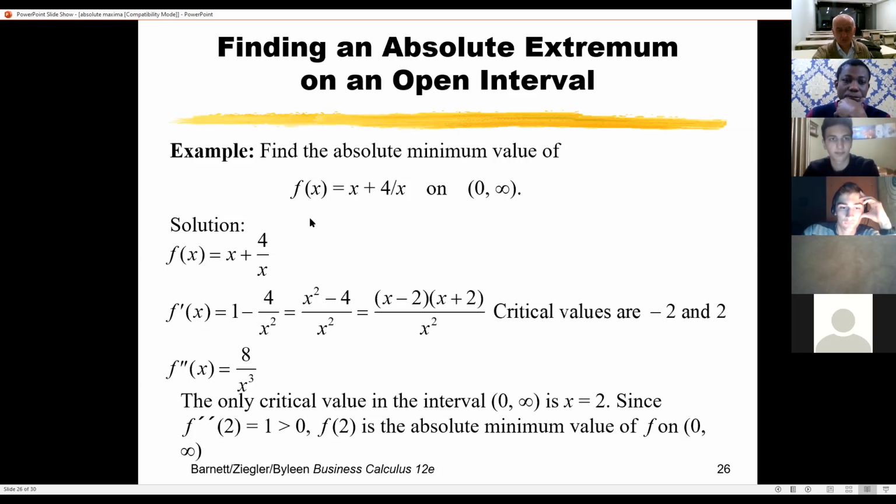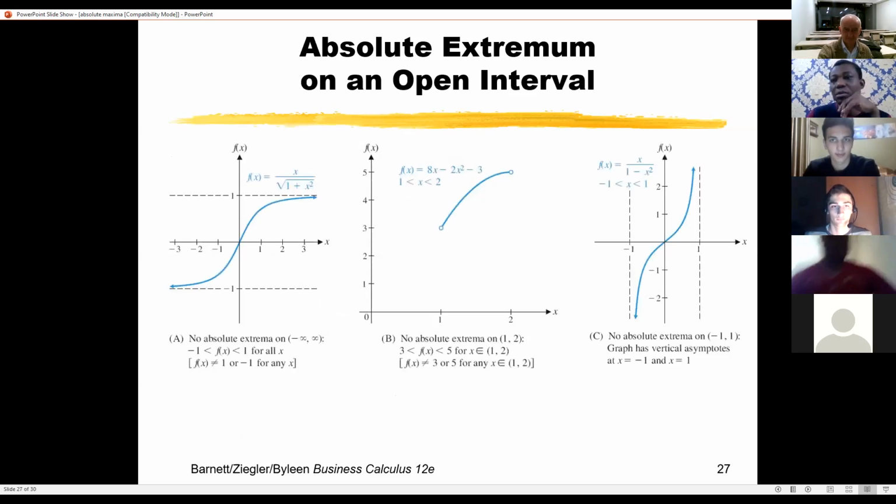It's 2 plus 4 divided by 2. 4 divided by 2 is 2. 2 plus 2 is 4. Yes, that should be okay.